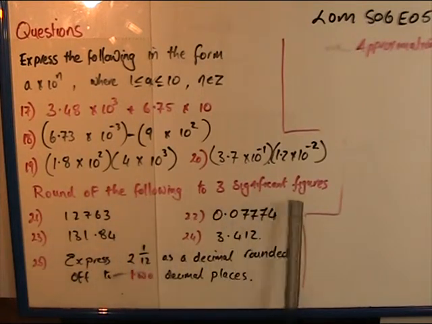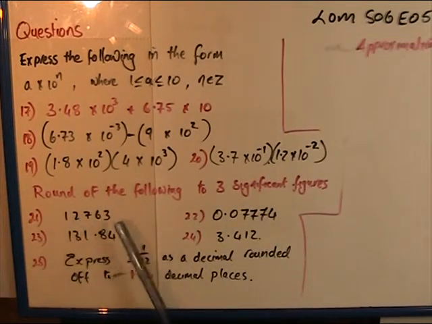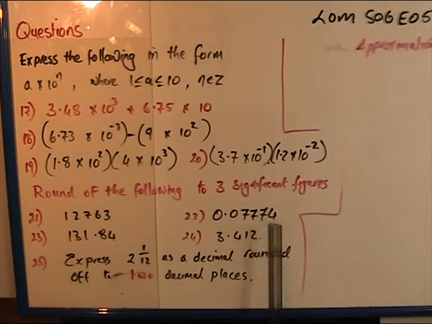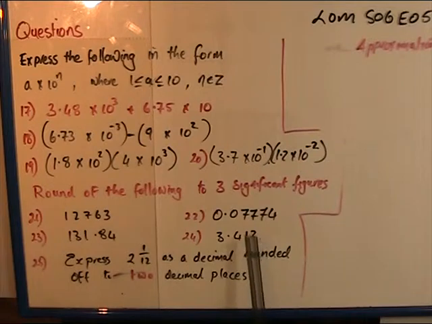Rounding off the following to 3 significant figures. Okay, 3 significant figures. Now that's 0, okay, remember that. This 0 is going to give you problems because it's not a significant figure. So 3 significant figures will be 0.0777. I answered the question for you.